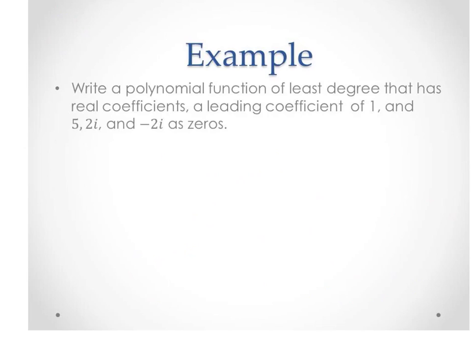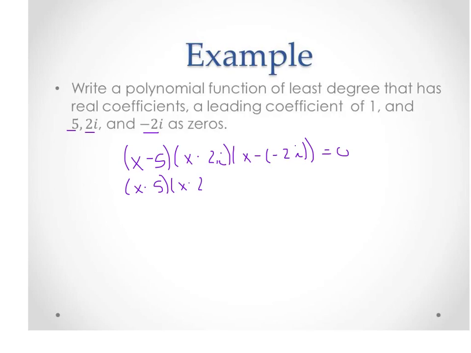So same thing, least degree, leading coefficient of 1 that has zeros of 5, 2i, and negative 2i. Okay, and again, it's giving you the conjugate pairs. If it just gave us 2i, you'd have to add the negative 2i. So watch that on your assignment. So x minus 5 is one factor, x minus 2i is another, and x minus a negative 2i is our other one. So those are our factors. We're going to go ahead and simplify just a little bit: x minus 2i and then x plus 2i.